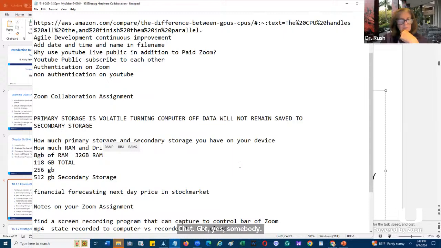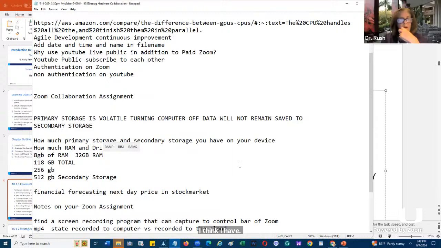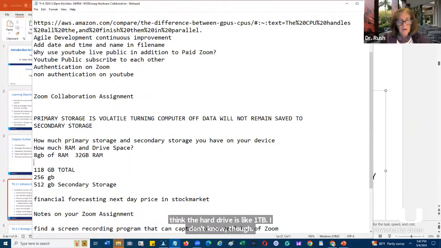Alexandria, what did you find? I think I have 16 gigabytes of RAM, and then I think the hard drive is like 1 terabyte. I don't know though. 1 terabyte, that sounds reasonable. Okay, perfect. So 1 terabyte, that's TB hard drive. So in general, stay with me, Alexandria.